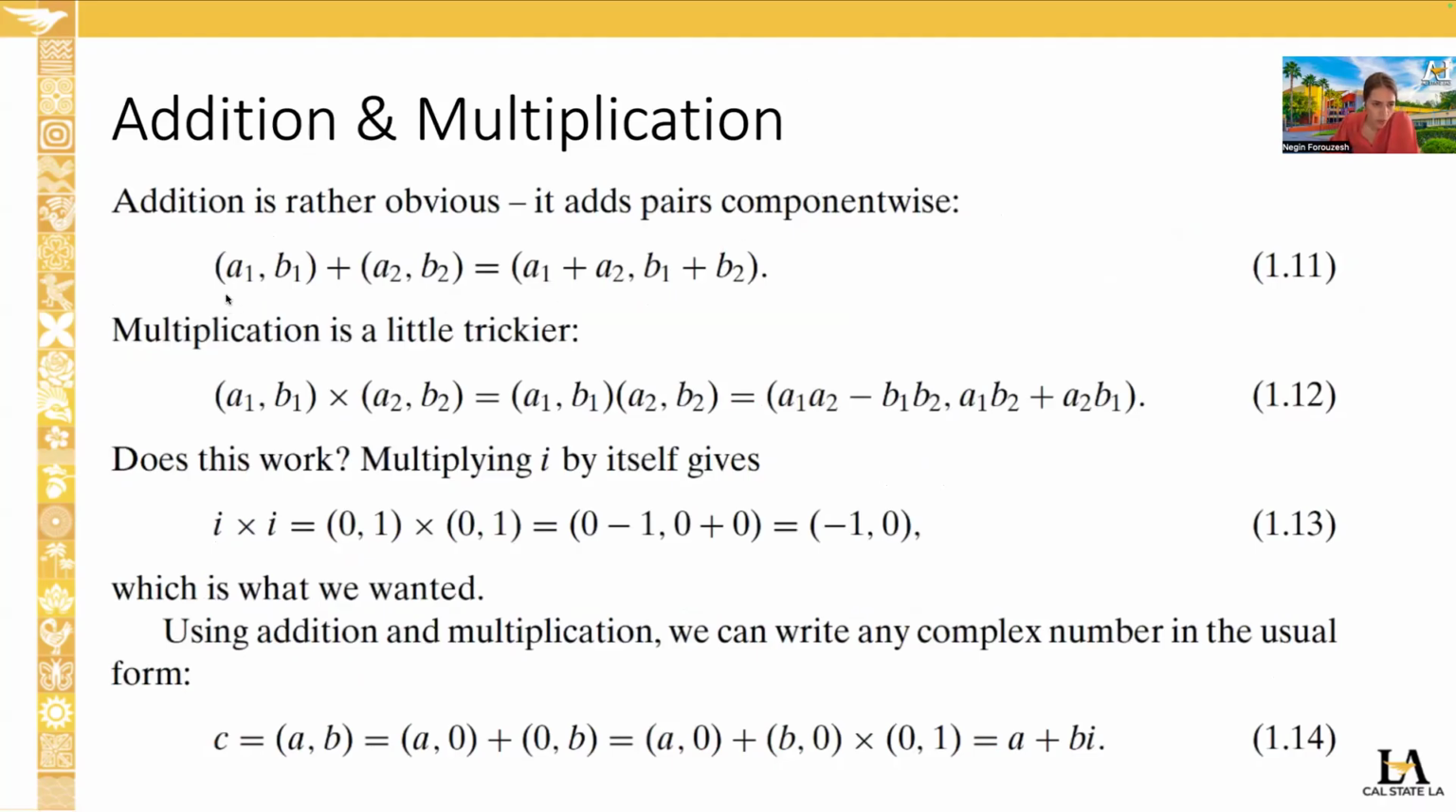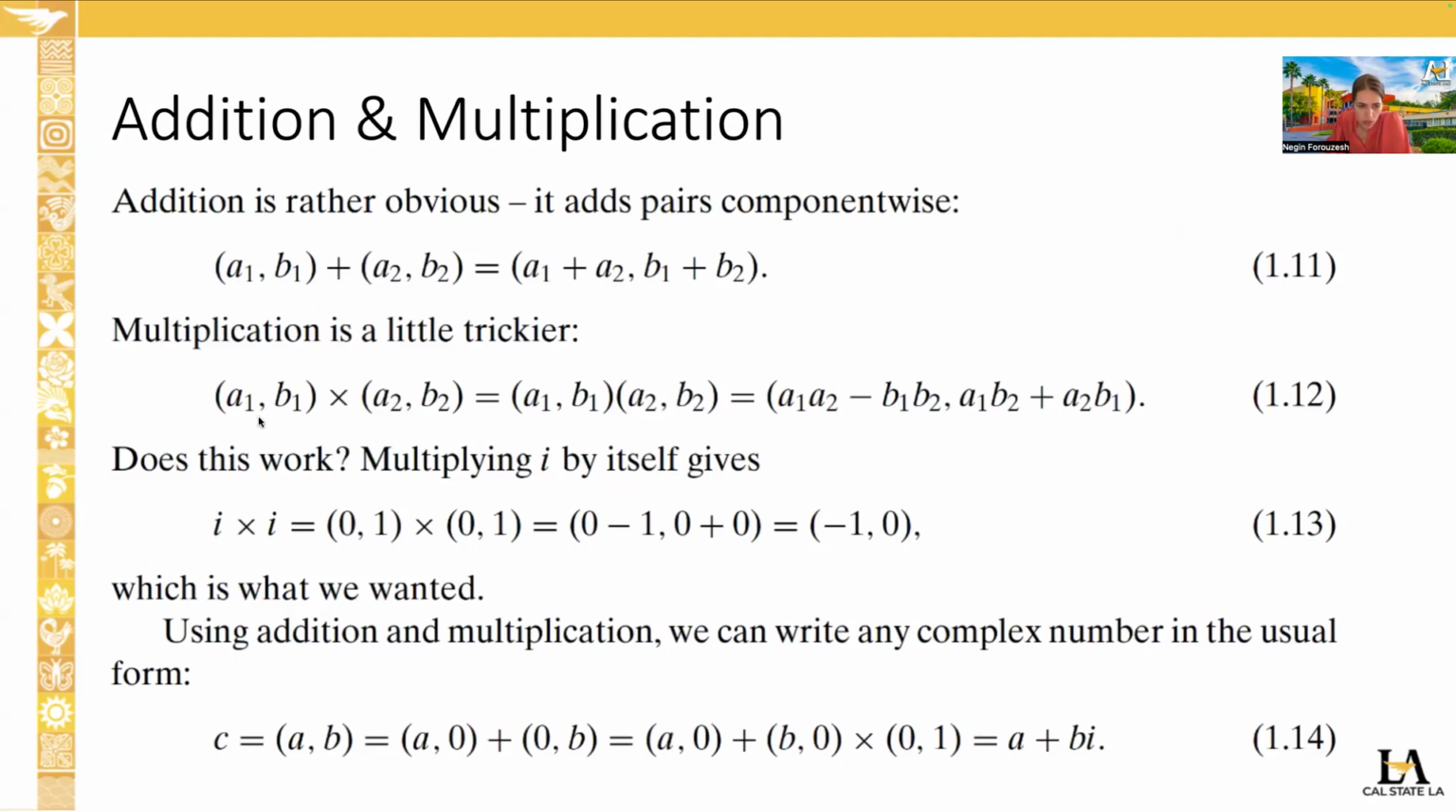So with this new representation of complex numbers as ordered pairs, let's say you have two numbers, A1 and B1. This is the first complex number and this is the second one. When you want to add them, you just simply add the related components of the ordered pairs. So here you have A1 plus A2, and then B1 plus B2. When it comes to multiplication, it gets a little bit tricky.